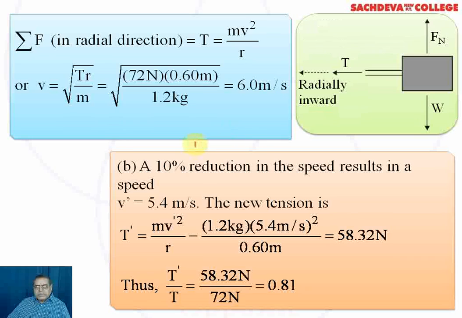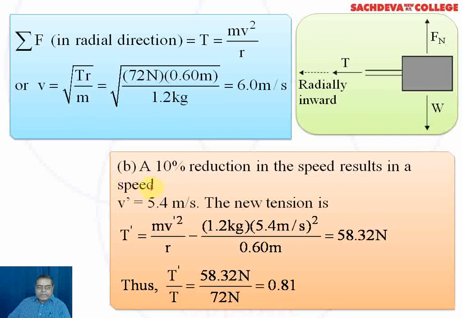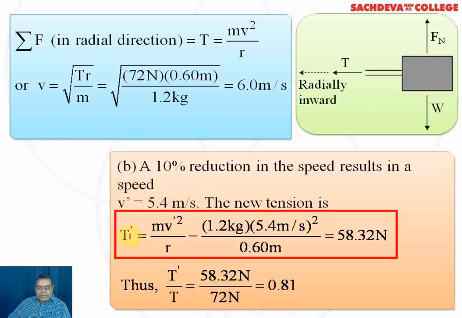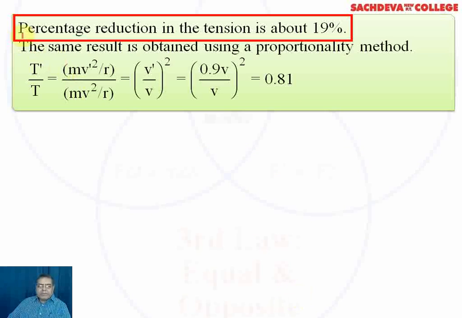Now you can again see the figure. In the figure, tension is radially inward. Fn balances W. And a 10% reduction in the speed means that the new velocity will be 5.4 meters per second. The new tension T dash is equal to mv dash square by r. Then we computed the values and we got the value of T dash by T, which is found to be 0.81. The percentage reduction in the tension is about 19%.